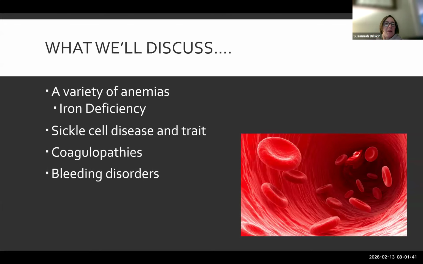So we'll talk about anemia, for sure iron deficiency, which is probably the most practical portion of this talk. Then we'll hit a little bit about sickle cell disease and trait, coagulopathies, and bleeding disorders.